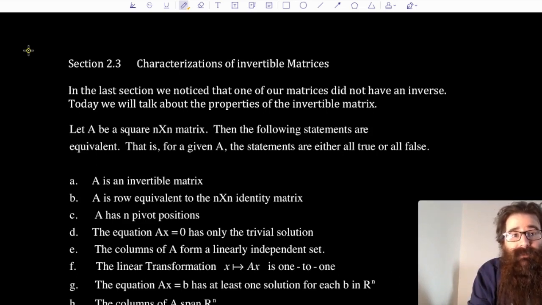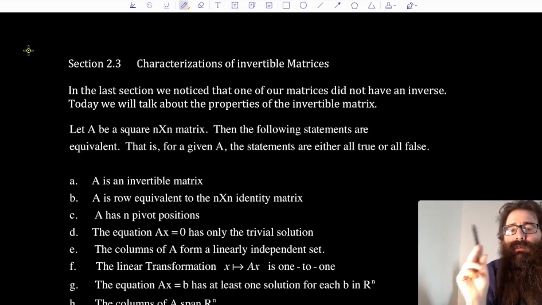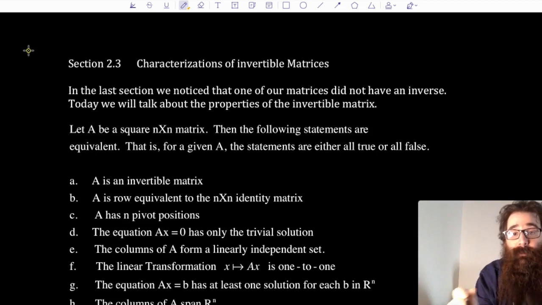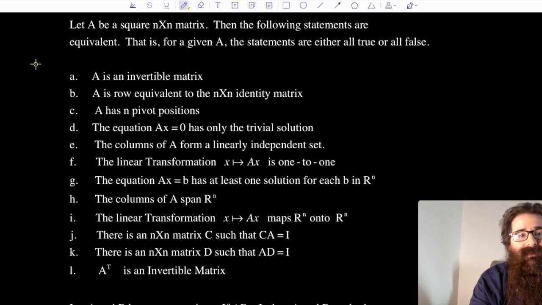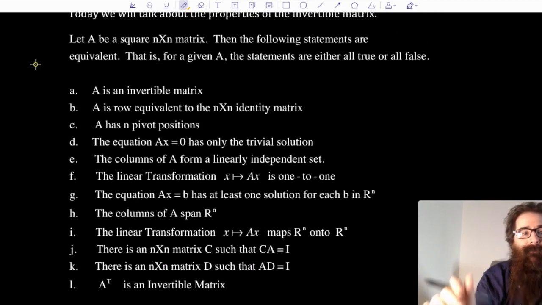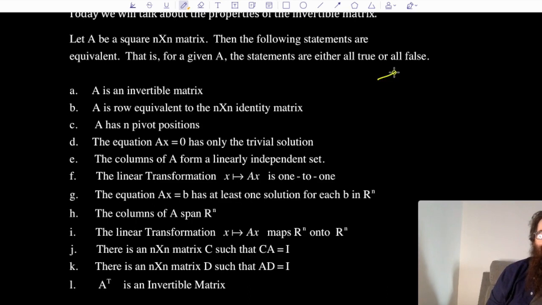The following statements are equivalent. What that means is that either all of the statements are true or all of the statements are false. So if I can show that one of these statements is true, I know that all of the rest of them on the list are true as well. If I can show that one of the statements is false, I know that all the rest of them are false. So we only really have to work with one statement at a time. But let's go through this laundry list of different statements we have for our invertible matrix theorem. This is the invertible matrix theorem.